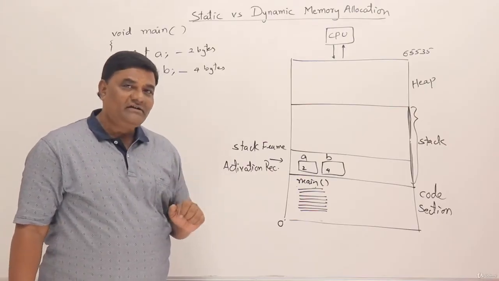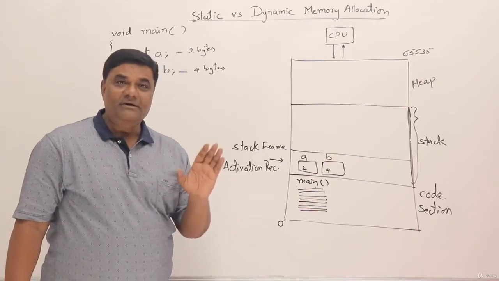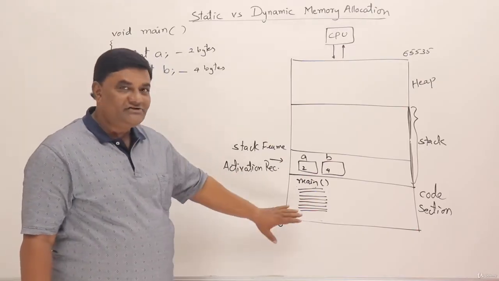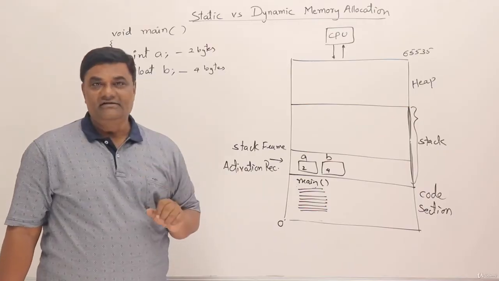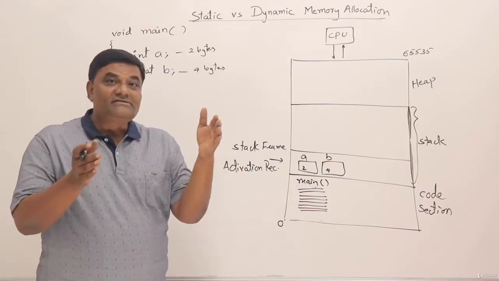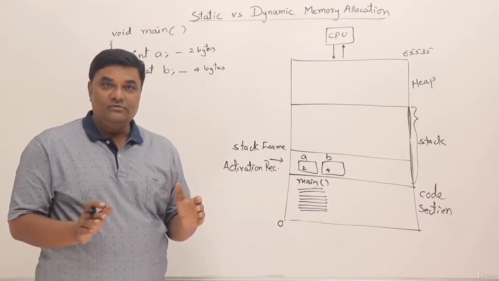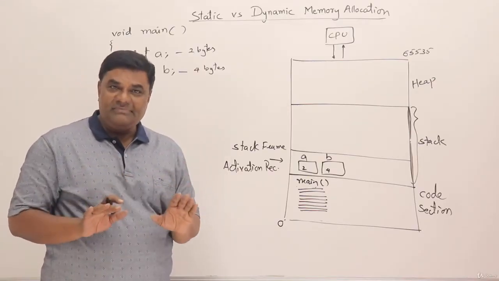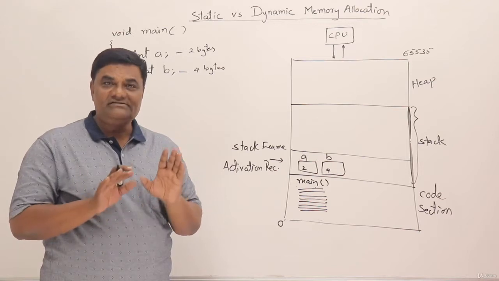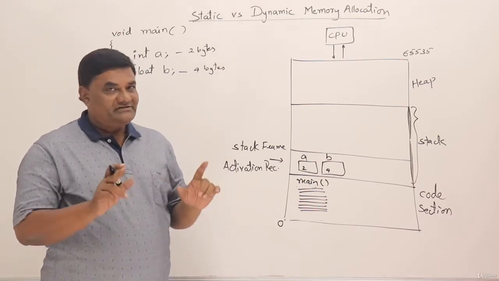What is static here? How many bytes of memory are required by this function was decided at compile time. So the size of the memory is static. When was it decided? Compile time. When anything is done at compile time or before runtime, it is called static. So this memory allocation is static.